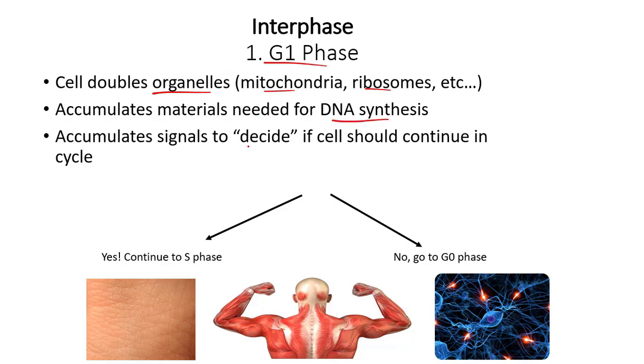And finally, the cell needs to decide: should it divide or should it not? If it's a skin cell or a red blood cell, probably yes. If it's a neuron, neurons can't divide. You're born with all the nerve cells you'll ever have. So neurons don't pass the G1 phase.